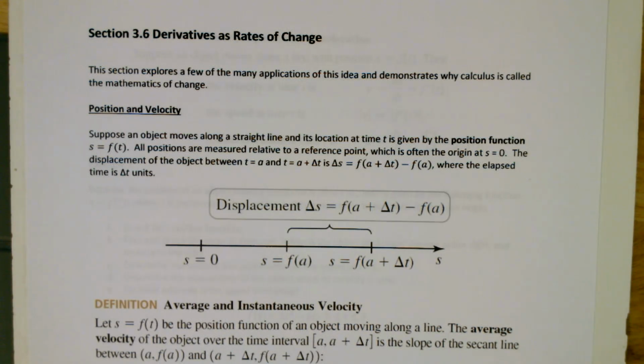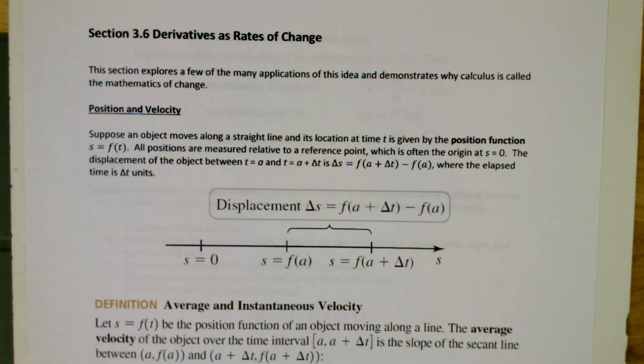Mainly, we'll be looking at things like finding the average cost and the marginal cost functions, and then determining the average and the marginal cost at a given x value, and also how to interpret what an average cost and marginal cost are in words. So here, what we're going to be looking at is just some of the applications of this idea and demonstrate why calculus is called the mathematics of change.